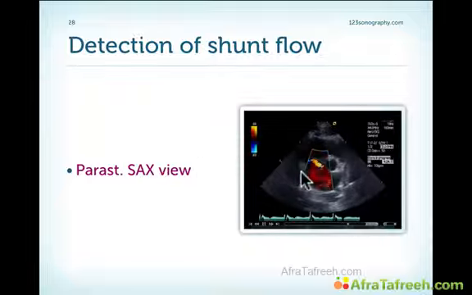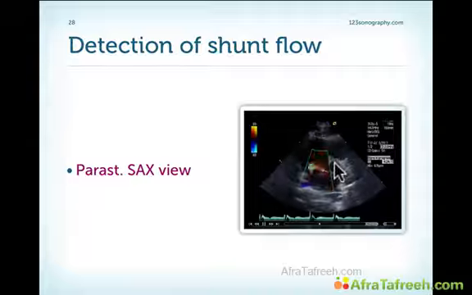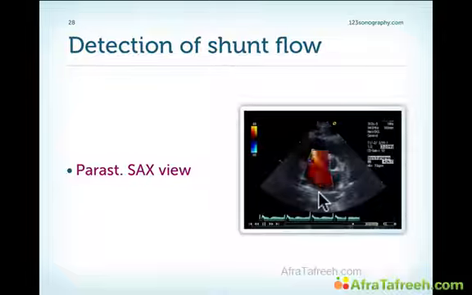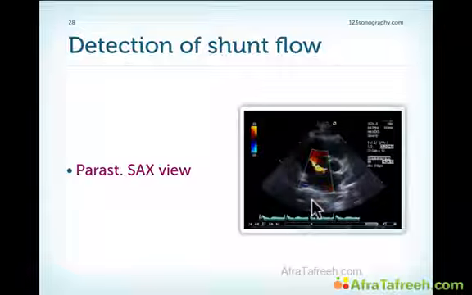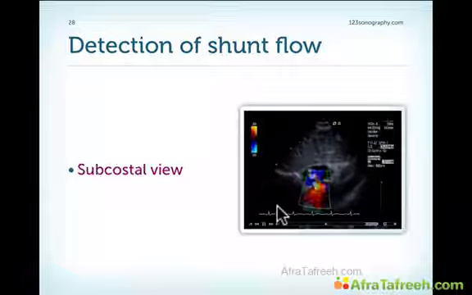This is an example where we can nicely see the shunt in a short axis view. We see the aorta here, the interatrial septum, and high up in the interatrial septum we see this rather small ASD causing continuous left to right shunt, as demonstrated by the color flow.